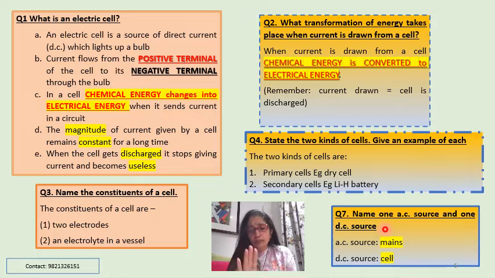So you should understand. This concept will come ahead now. I'll explain the terms to you. I'll give you examples. I'll give you a difference between. But understand, AC source is the mains in our house. DC source is the cell. Remember this, okay? So learn these questions.